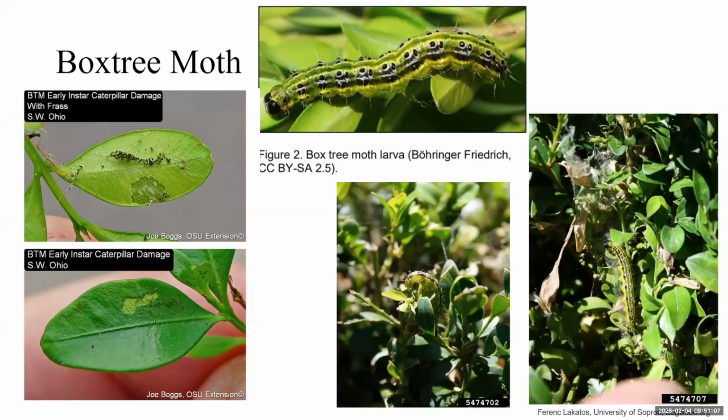So other examples, this is feeding on the underside, and you see some of the silken webbing that's got the frass from early instar stuck to it. Again, upper leaf feeding. The caterpillars can get out to be about 1.5 inches in size. So big caterpillars, when they're later instars, they blend in well with the foliage.